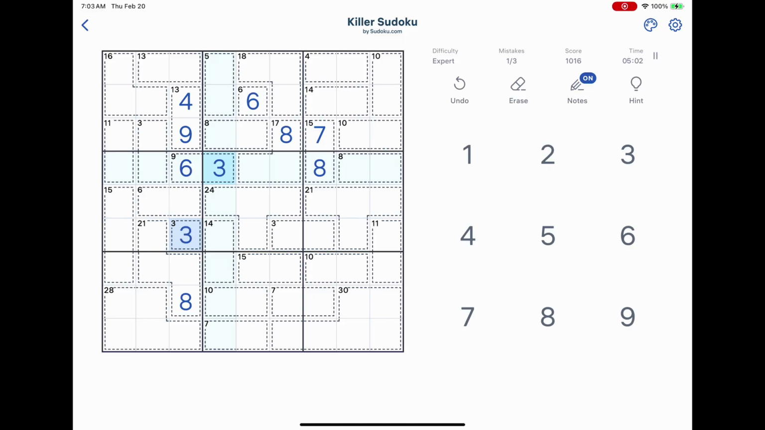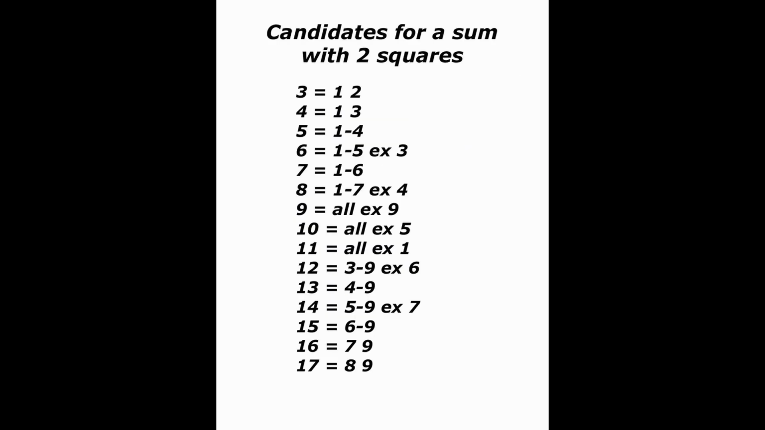Depending on the sum total and the number of squares, not every number from 1 to 9 is a candidate in many of the sums. Let's look at the candidates for each possible sum involving two squares.